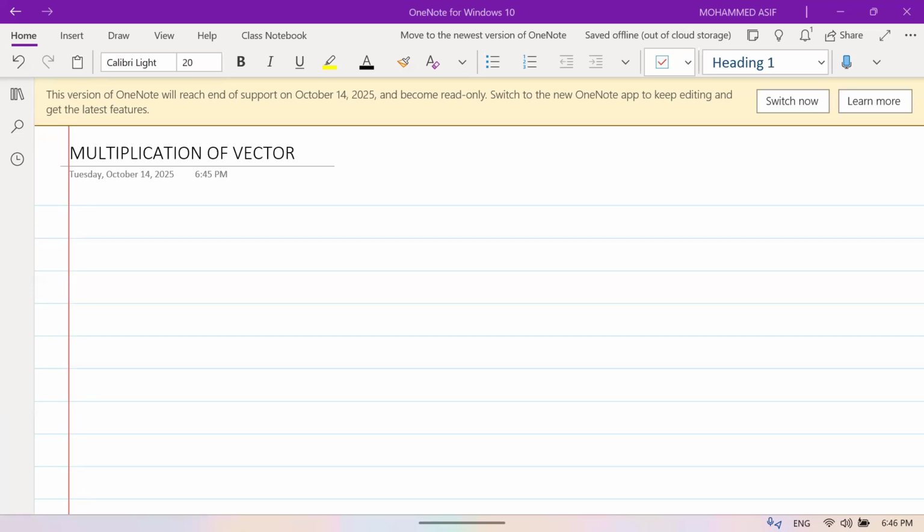In the last session of the class, we completed vectors and resolution of vectors. And today let us try to complete the next topic, that is multiplication of vectors.